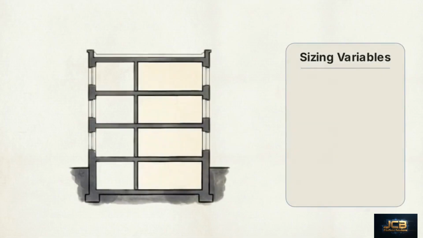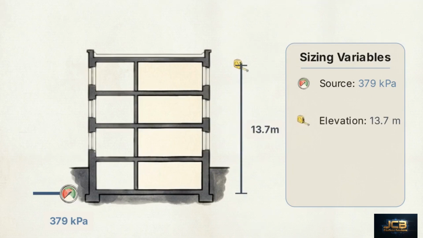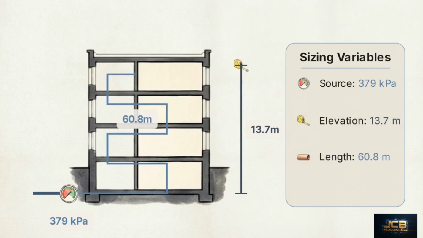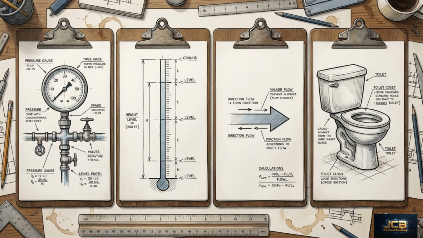Our model is a 4-story office building. We require 4 given variables. First, starting street main pressure is 379 kilopascals. Second, a vertical climb of 13.7 meters to the highest fixture. Finally, the total developed pipe length is 60.8 meters, and we use flushometer valves. Street pressure, elevation, pipe distance, and fixture type. You must gather these 4 inputs before attempting to utilize any sizing charts.